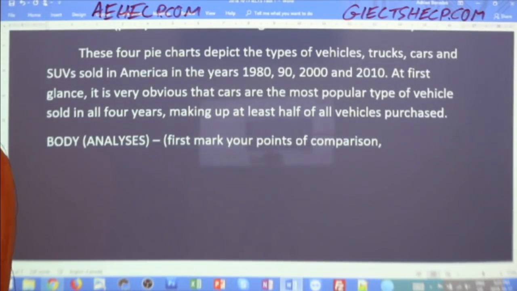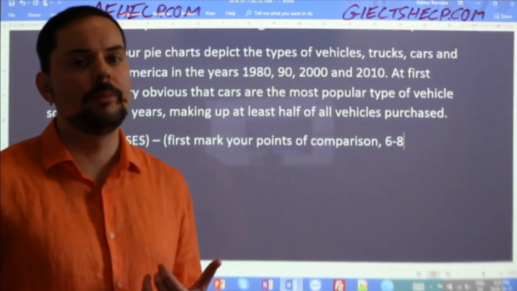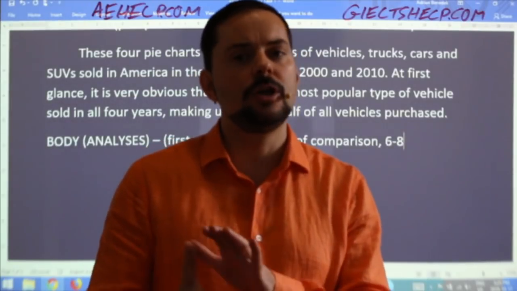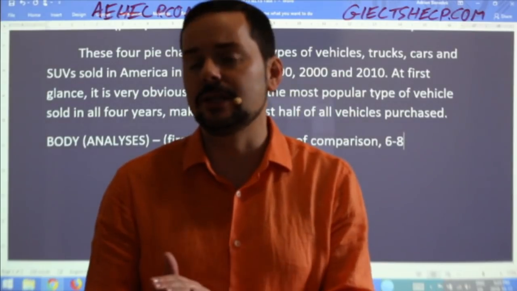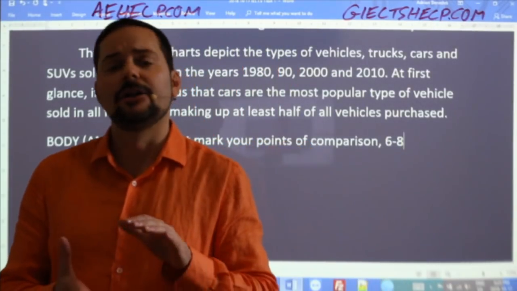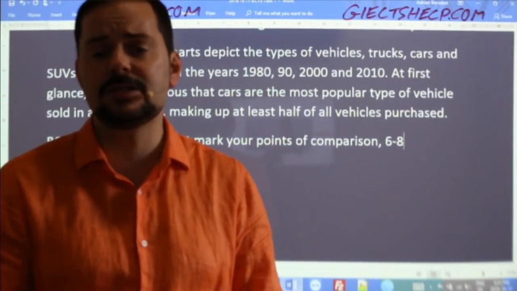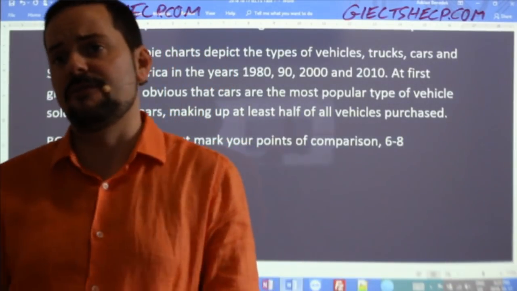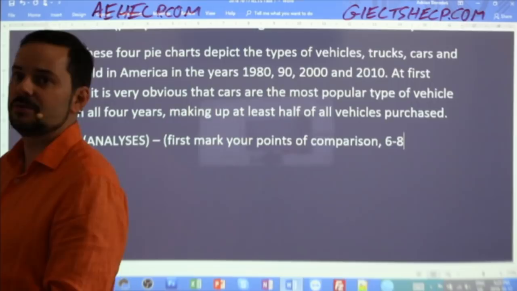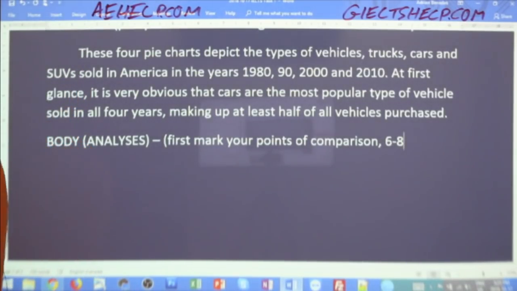And we're talking about, let's say, 6 to 8 points. This is something you want to practice at home, figuring out how many points you can actually mark, identify, and write about clearly in that 20-minute time limit. Don't mark 10 points if you can only write about 5 in the 20 minutes, because then you're wasting the time to mark the other 5. So careful with that. There is no increase, decrease, or fluctuate in these cases, because that's for line graphs, not for pie charts. So first, mark your points of comparison, 6 to 8 points.